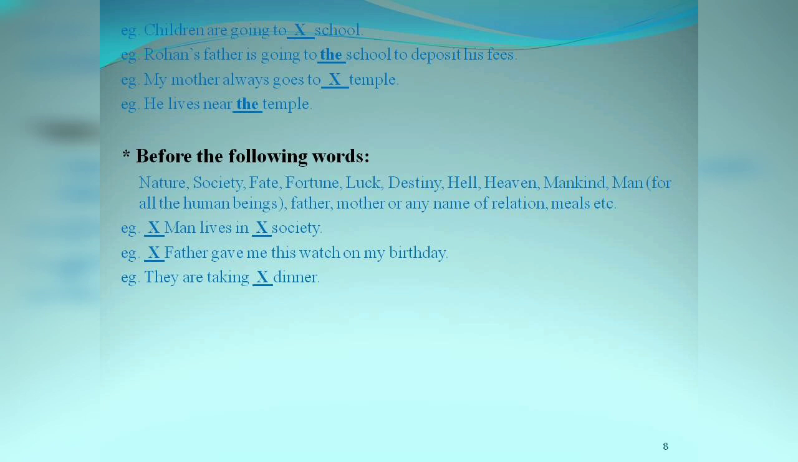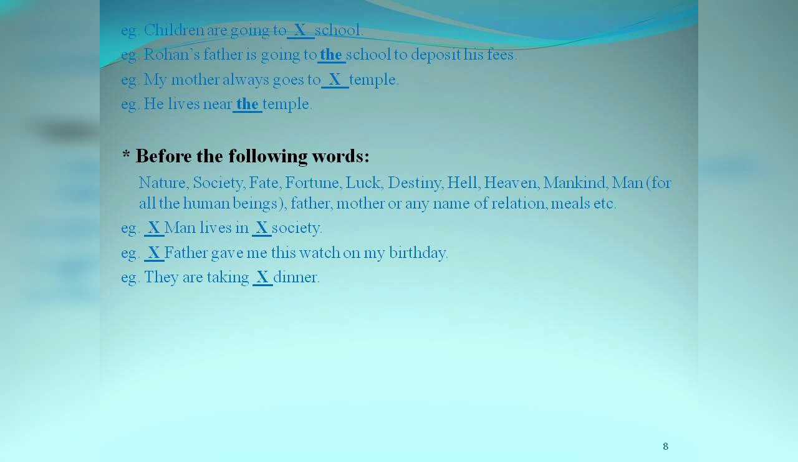Next rule says before the following words: nature, society, fate, fortune, luck, destiny, hell, heaven, mankind, man, if used for the whole human race. If we are just referring to the term man for an individual, then in that case we should use a. But if this word man comes for the whole human race, then in that case we need not use any article before it. Father, mother, or any name of relation. Meals also: breakfast, lunch, dinner.